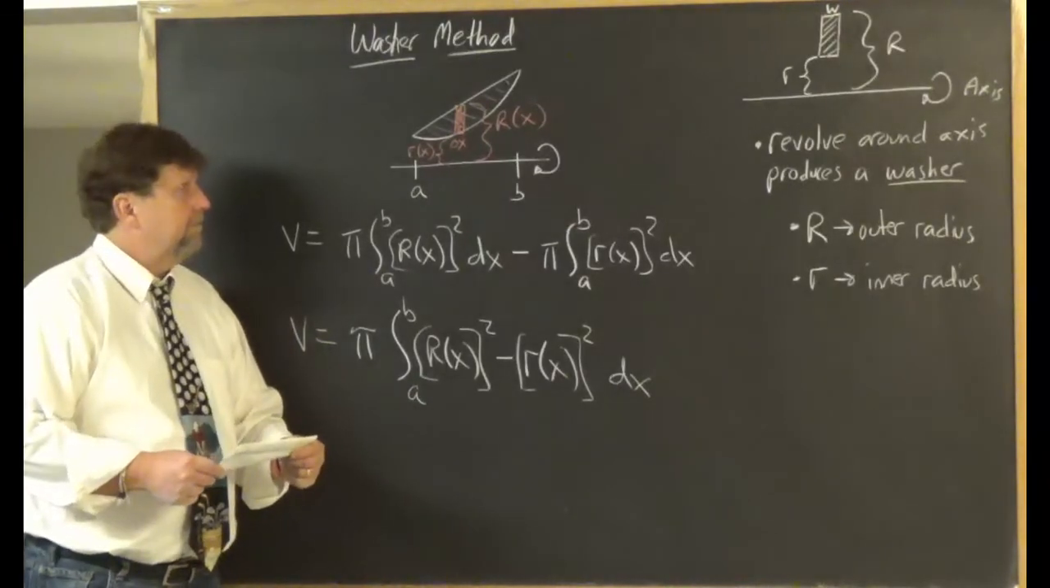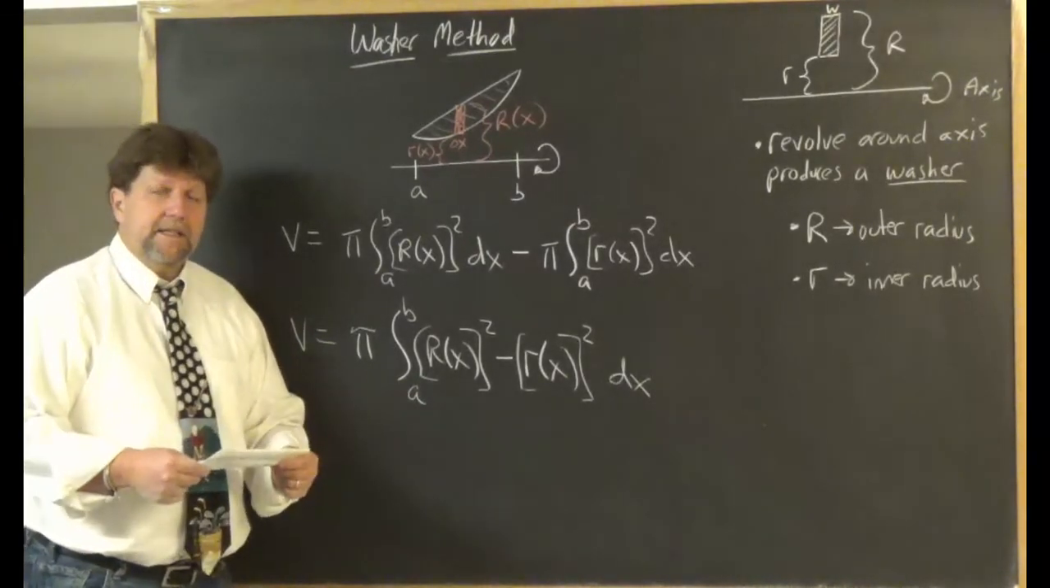So let's head back to the slides and see what's next. All right, so you see with the washer method, what we've written on the board, the key is going to be the representative rectangle. If your representative rectangle is perpendicular to the axis of revolution, but it's not touching or resting on the axis of revolution, it's the washer method.